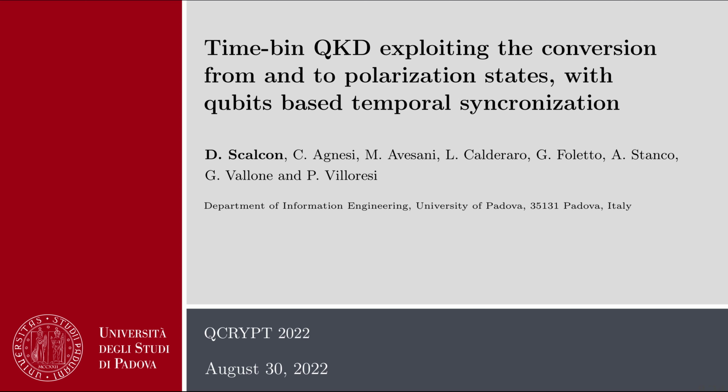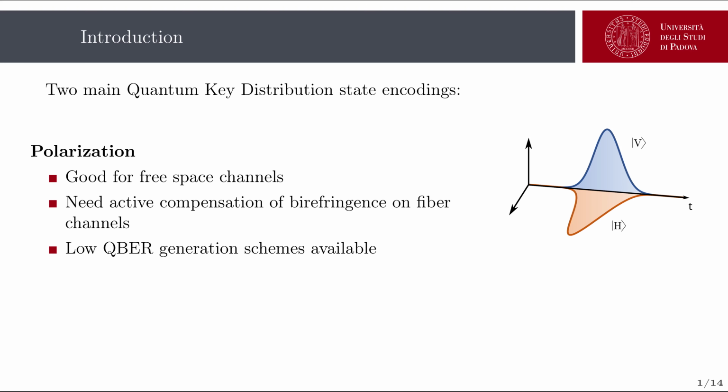Hello, my name is Davide Scalcon, and this talk will be about the time-bin QKD experiment we have done in our lab. In quantum key distribution, there are two main state encodings used. One is polarization, that is good for free space channels, but has a problem for fiber channels in that it requires active compensation of the birefringence.